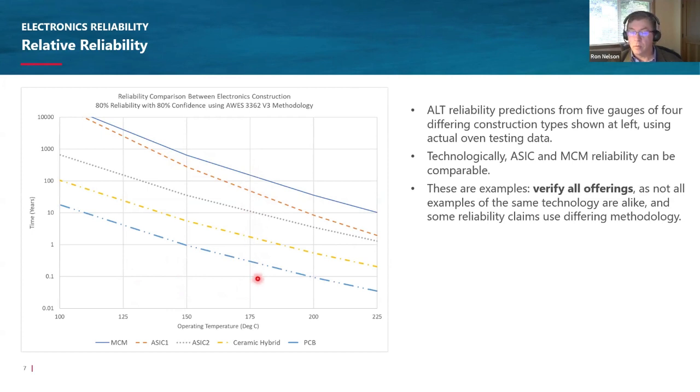And so, when you start looking at downhole electronics, you really want to assess reliability using a methodology like is described in AWIS, or another one that you may be satisfied with, but definitely challenge the reliability claims that come from the vendors.